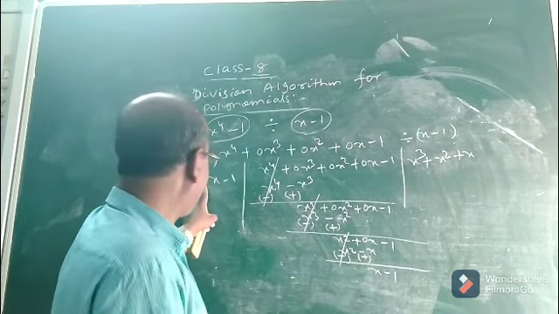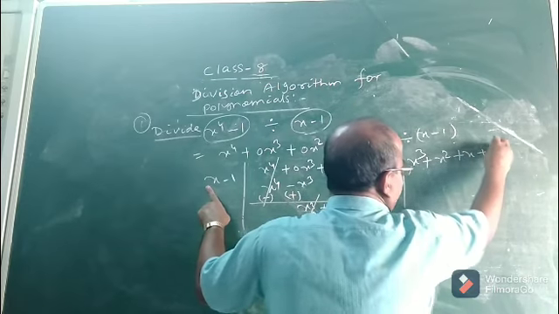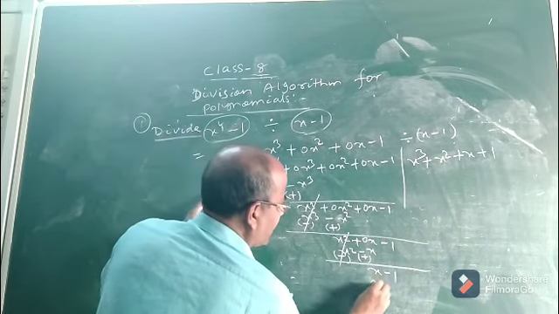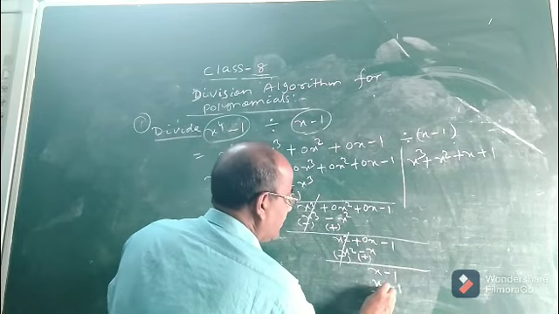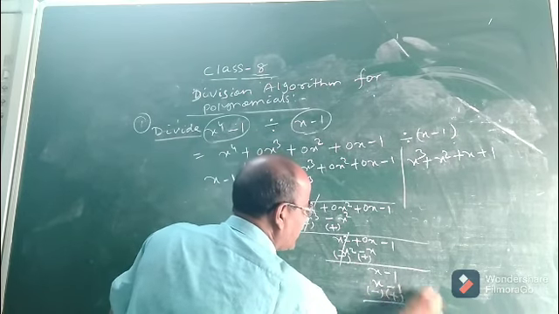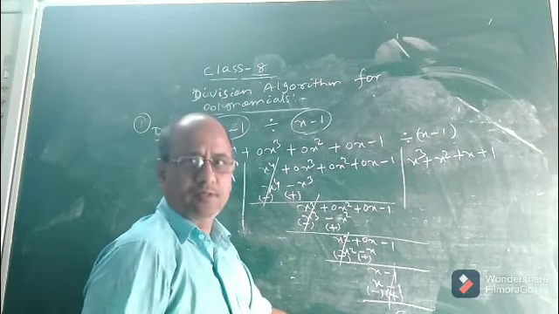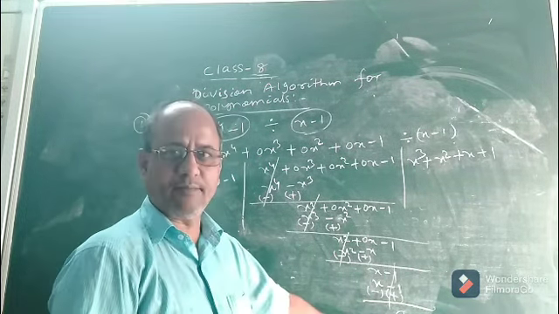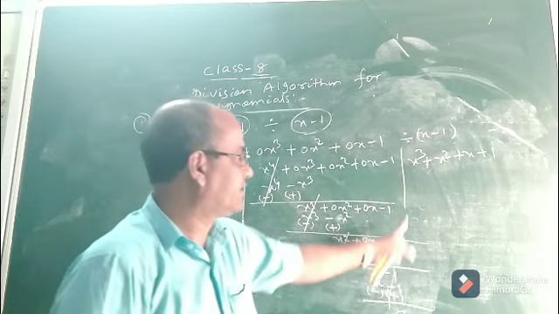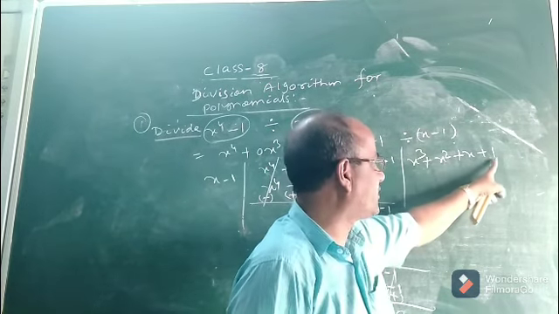Now x divided by x will give you plus 1. Plus 1 multiplied by x is x, plus 1 multiplied by minus 1 is minus 1. You change the sign. Now you got 0. At this step we got 0, so 0 is the remainder. And the quotient is x cube plus x square plus x plus 1.